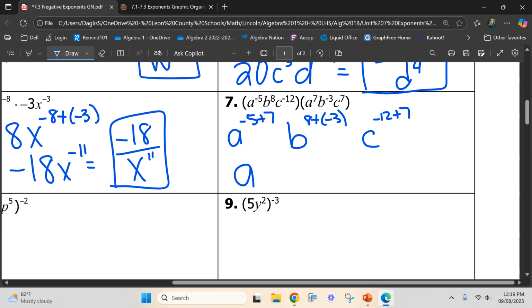All right, Jayla, what is my new exponent for my A? What is my new exponent for A? So what is negative 5 plus 7? 2, yes. Aria, how about B? What's my new exponent for B? All right, what is 8 plus negative 3? 5.